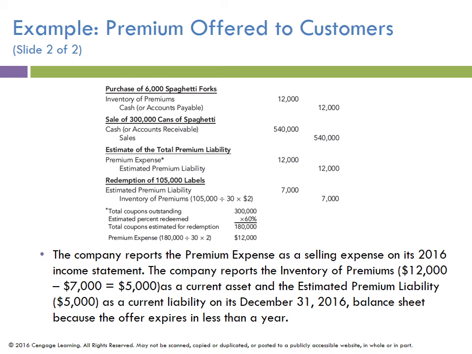Now what happens when they do receive 105,000 labels? Well, they'll take the 105,000 divided by 30. That's how many forks they're going to send out, times $2. Credit the inventory of premiums because they just sent those forks out. They no longer have them in inventory. Debit the estimated premium liability. So every time they actually send the forks out, that would be the journal entry. And that's how we deal with premiums.